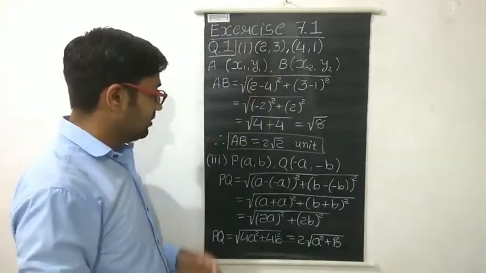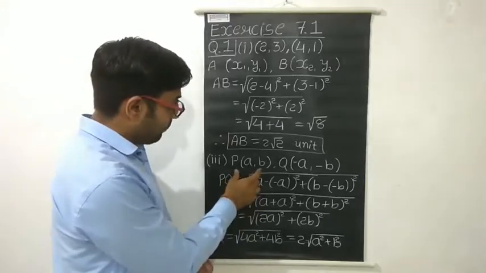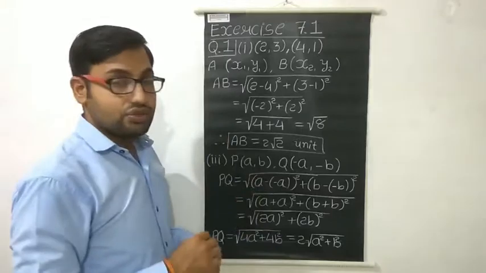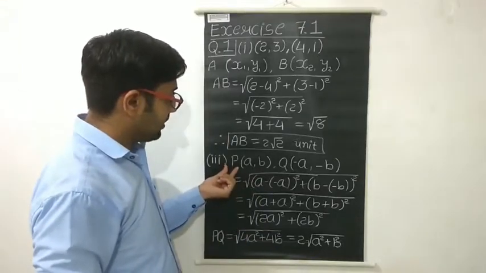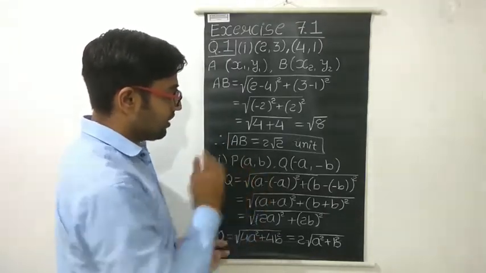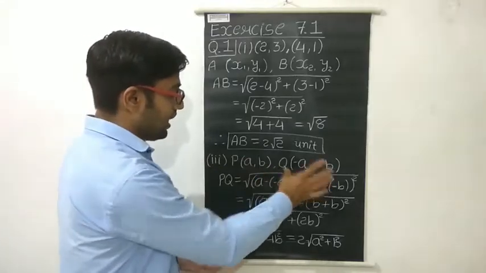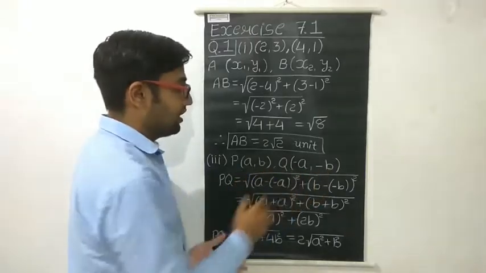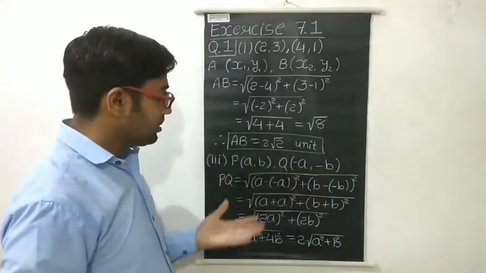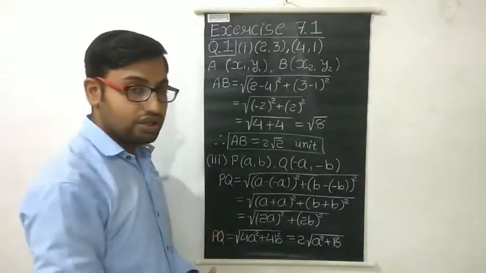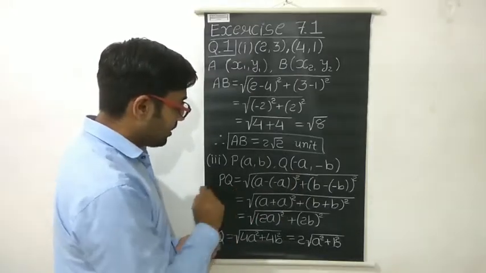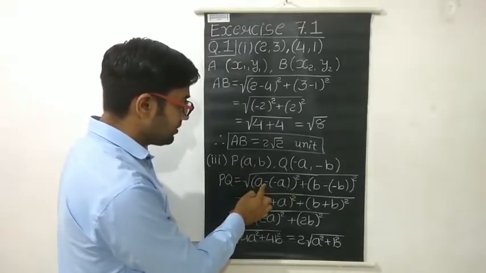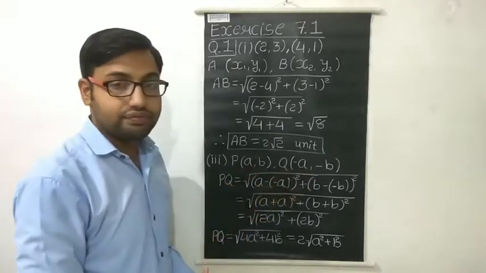Now let us take the third question. Let us take the point P. One point is given as AB, so let us give it the name P. So P of AB, and the second point is, suppose, Q, that is given as minus A, minus B. One point is AB, the second one is minus A, minus B. Now using the distance formula, we can find out the distance PQ, that we can write as under root A minus of minus A.